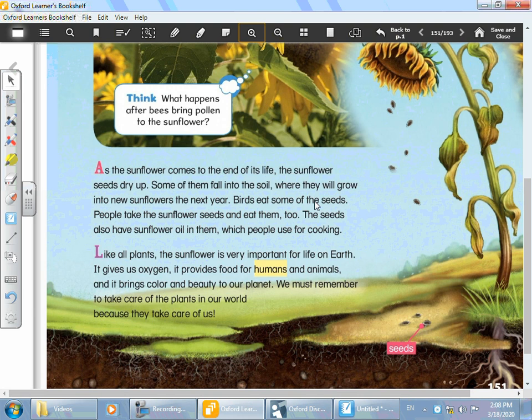Birds eat some of the seeds. As we said also yesterday that the birds eat the seeds. Okay, so some of the seeds are eaten by the birds.